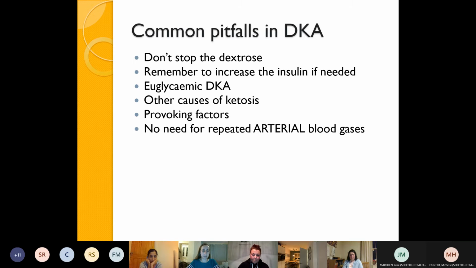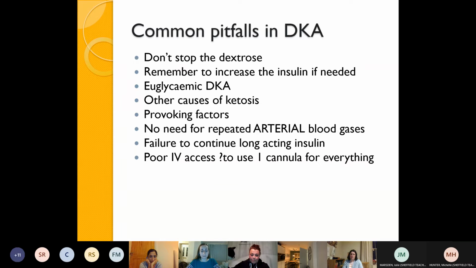We don't need to keep stabbing them. VBG is absolutely fine for this purpose. They only need an arterial blood gas if they become hypoxic, and we're monitoring them for that reason. Always remember to continue the long-acting insulin. Poor IV access: can we use one cannula for everything? Well, not if they're on about 3 things, but if they're at the beginning, if they're only on normal saline and IV insulin, that is acceptable as long as they've both got pumps and we're happy it's a good cannula. Urine ketones is fine for diagnosing. We can't monitor with urine ketones.